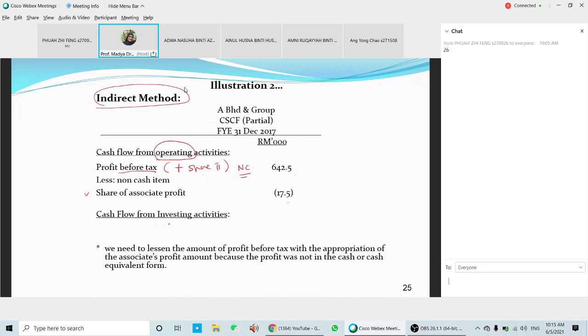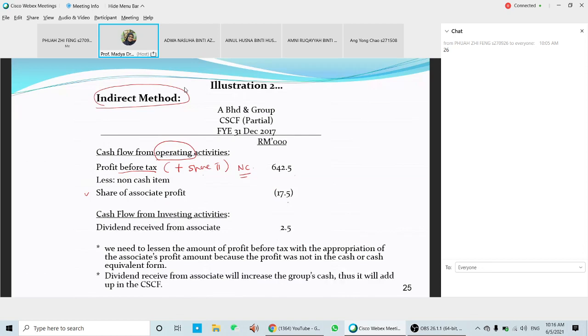And then for the cash flow from investing, you're going to have a dividend received from associate, put under investing. Why investing here? Because your associate is a part of the investment, and investments are under long-term assets. The dividend received is 20% times 12.5. It's already given, so you don't have to prepare the T account for this one. You just need to times it by 20%.